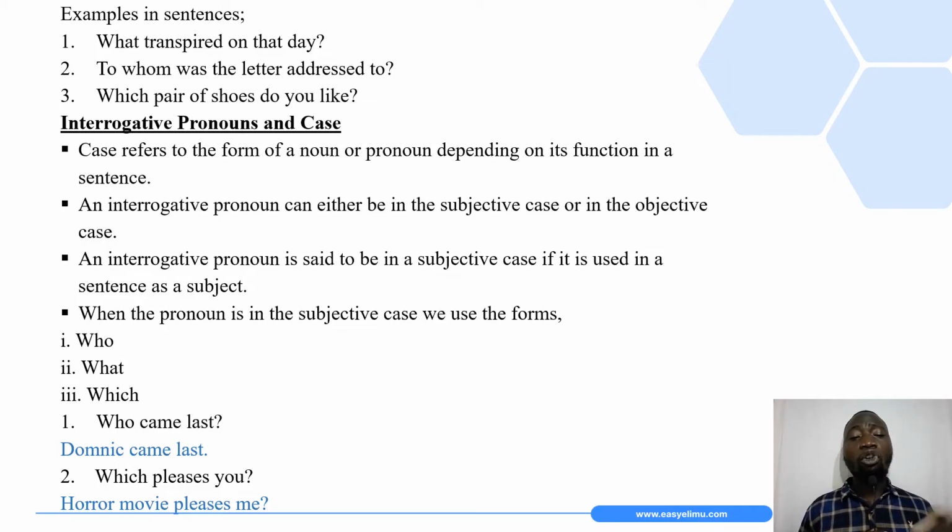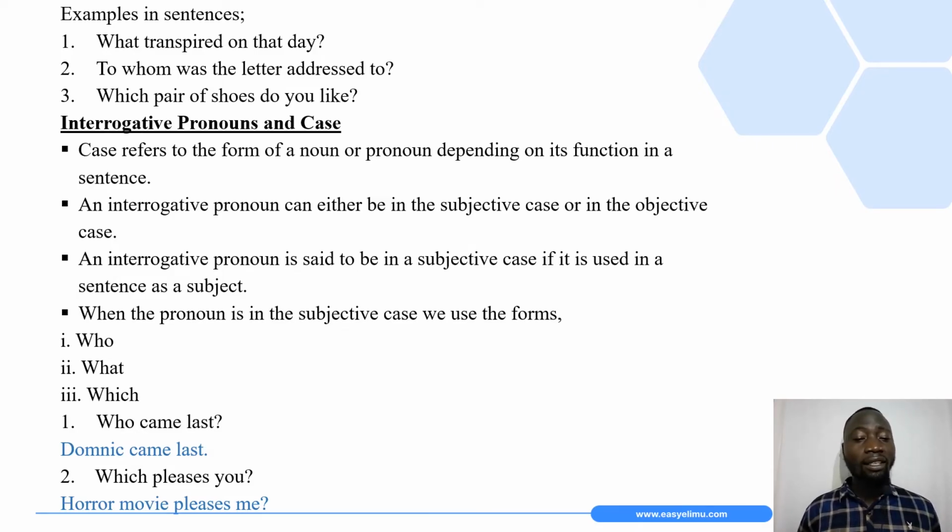An interrogative pronoun is said to be in a subjective case if it is used in a sentence as a subject. When the pronoun is in the subjective case, we use forms such as who, what, and which. Some examples in sentences: who came last? If we are to answer that, then we can say John came last.